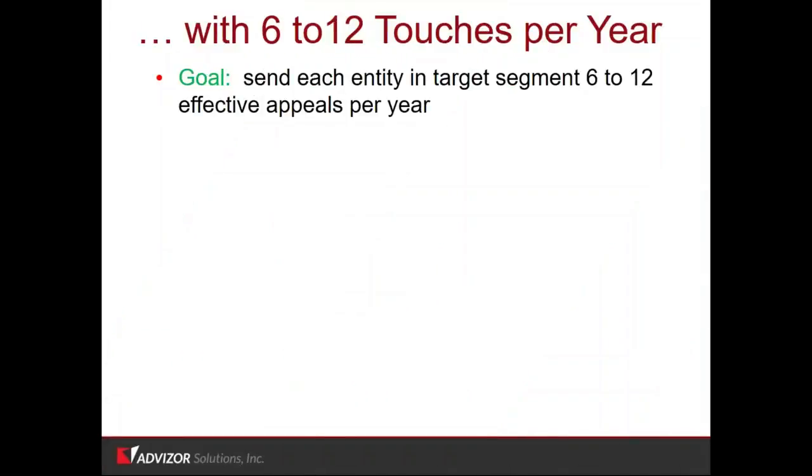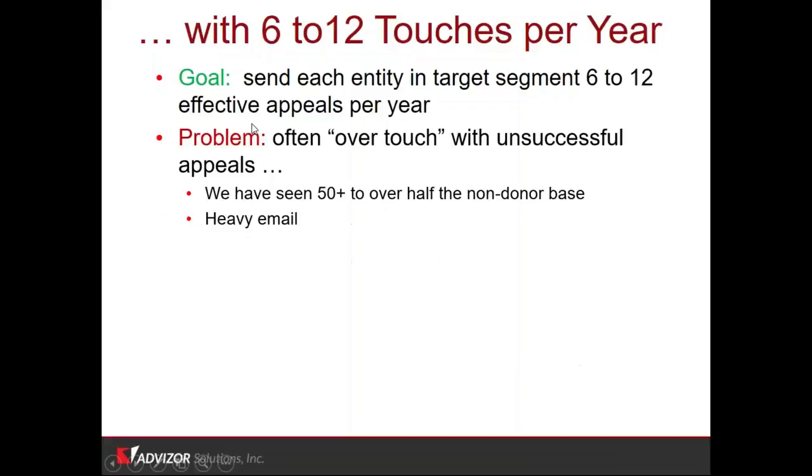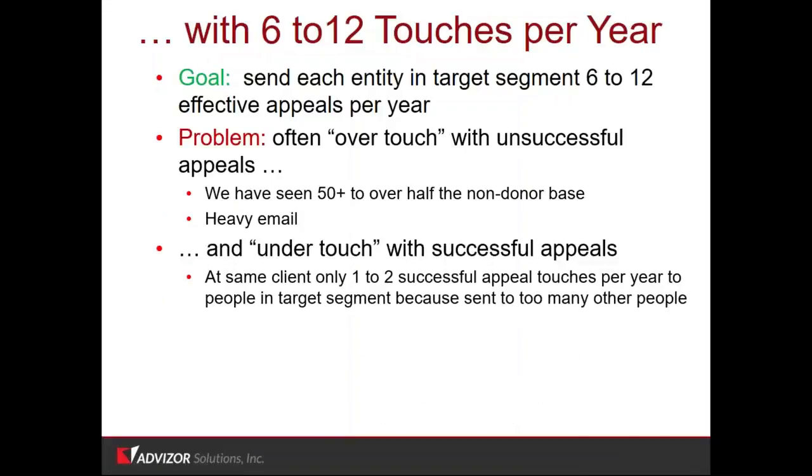You need to send appeals to that group, at least 6 to 12 per year, with these appeals that are effective. And often that's not what happens. You want to send each entity in the target segment 6 to 12 effective appeals per year. The problem is often you over-touch with unsuccessful appeals. We've seen 50-plus appeals to over half the non-donor base, heavy email. And you under-touch with the successful appeals. The same client had only 1 to 2 successful appeal touches per year to the people in the target segment, because they sent too many to the other people.